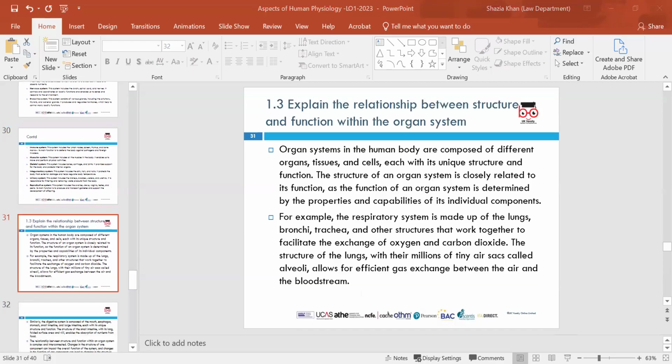Next one is to look at explaining the structure. Sorry, 1.3: explain the relationship between structure, system, and function within the organ systems.